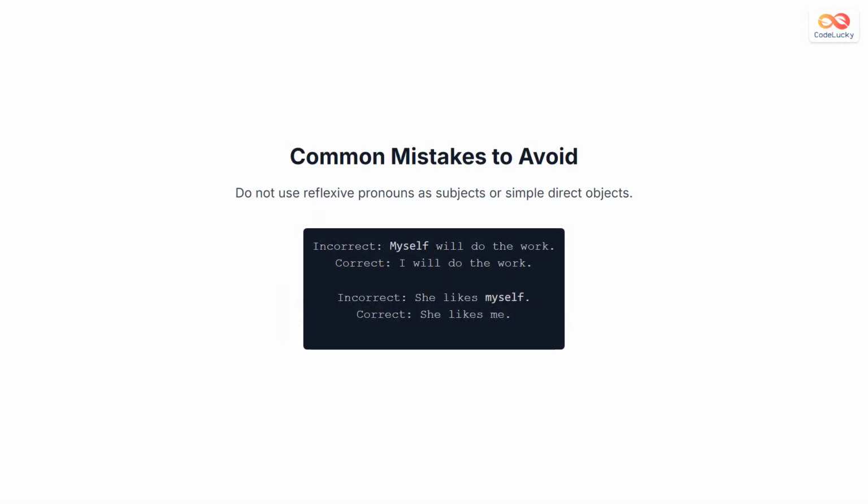Do not use reflexive pronouns as subjects or simple objects. For example, it is incorrect to say myself will do the work. Instead, say I will do the work. Also, she likes myself is wrong. The correct sentence is she likes me.